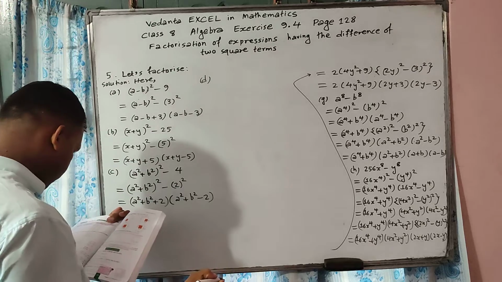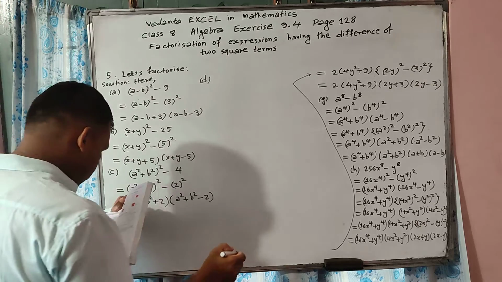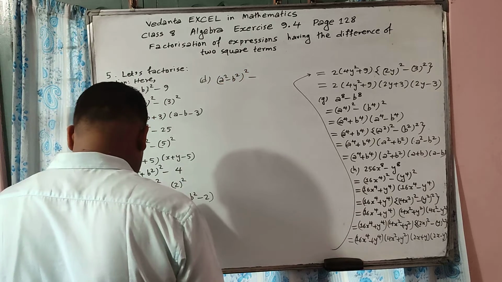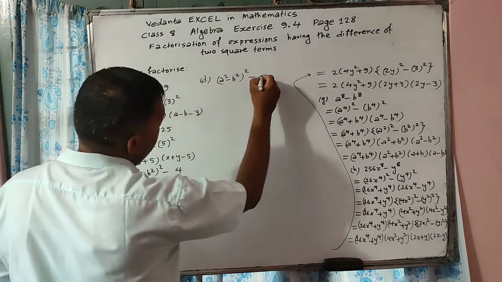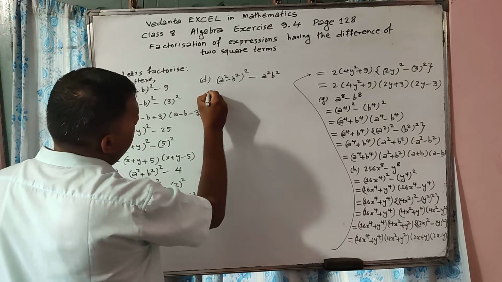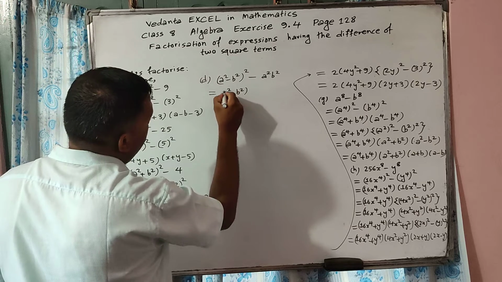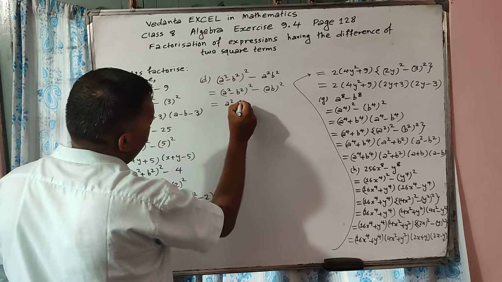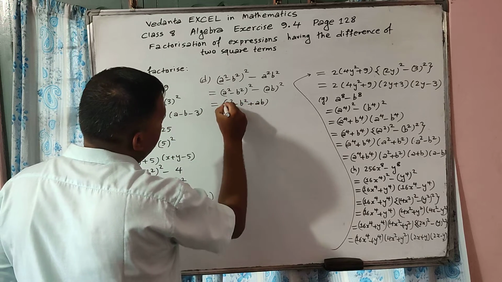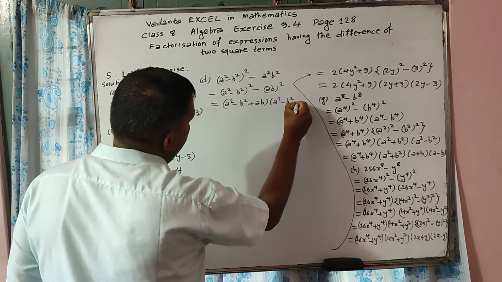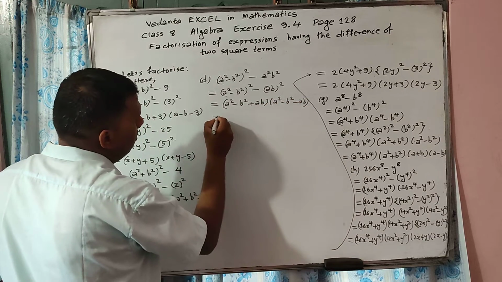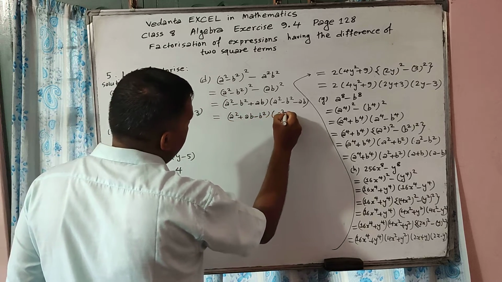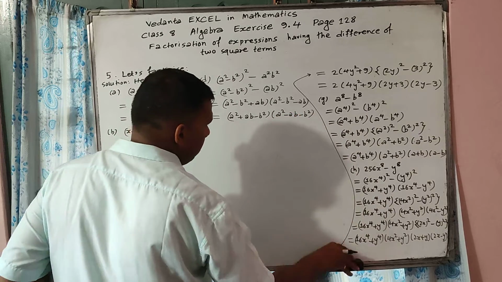On D we have (a square minus b square) whole square minus a square b square is equal to (a square minus b square) whole square minus (ab) whole square is equal to (a square minus b square plus ab) into (a square minus b square minus ab). This is equal to (a square plus ab minus b square) into (a square minus ab minus b square).